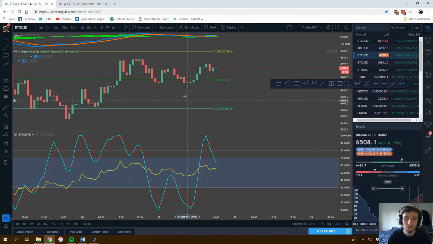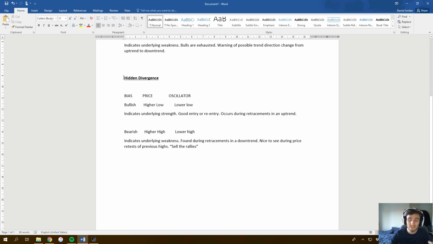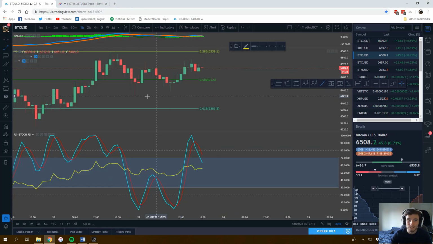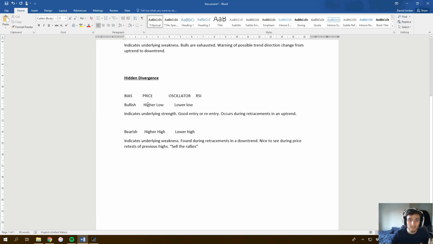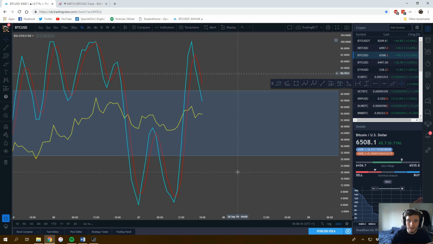And finally here, I want to note one more thing. Here we are going to be seeing a hidden bullish divergence. This is where the price makes a higher low, but the oscillator, the RSI, makes a lower low. Here we are seeing the price very clearly, although it's small, it's still a divergence. The price here makes a higher low. Price is making a higher low, but our RSI, you have to zoom in a little bit here to really see it, makes a lower low.